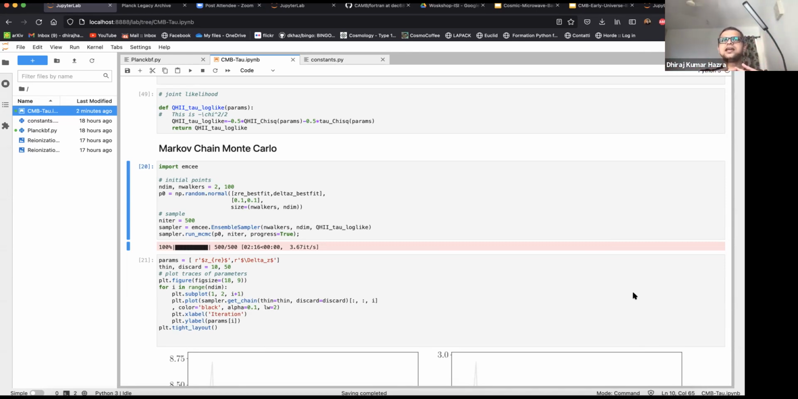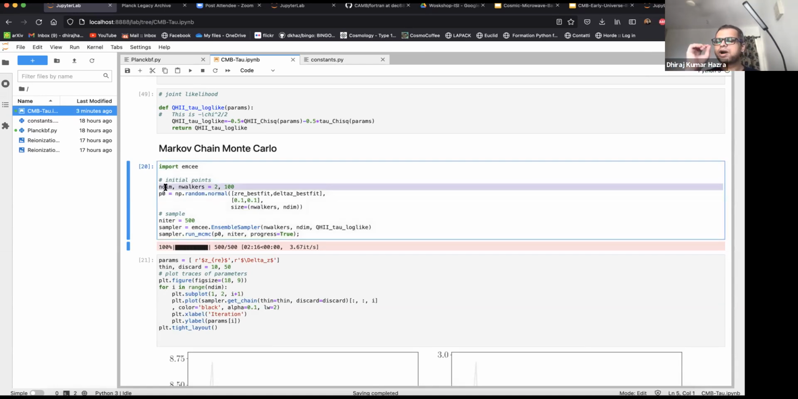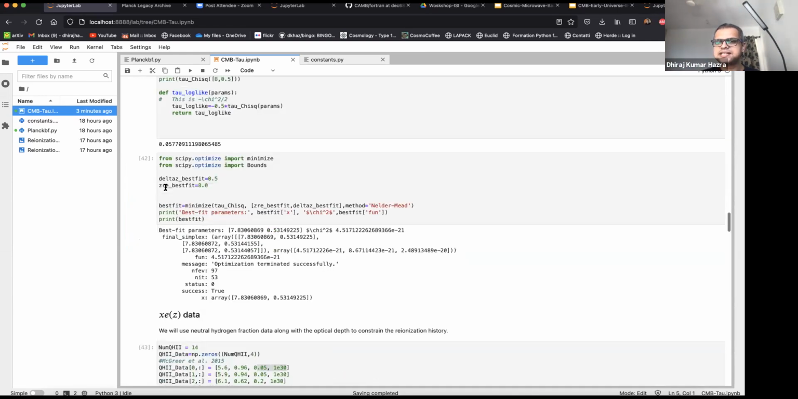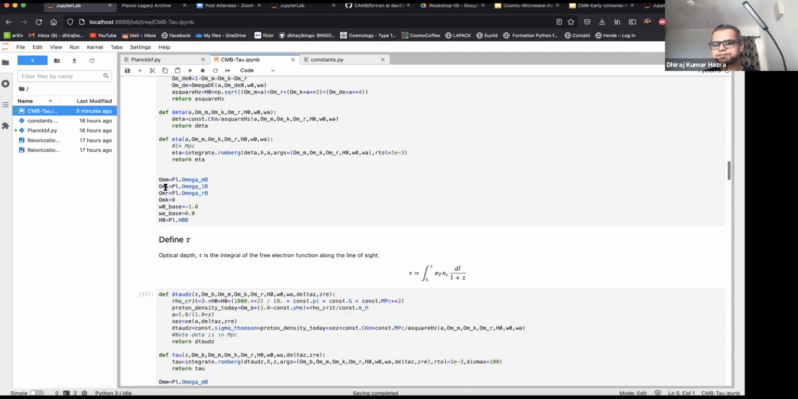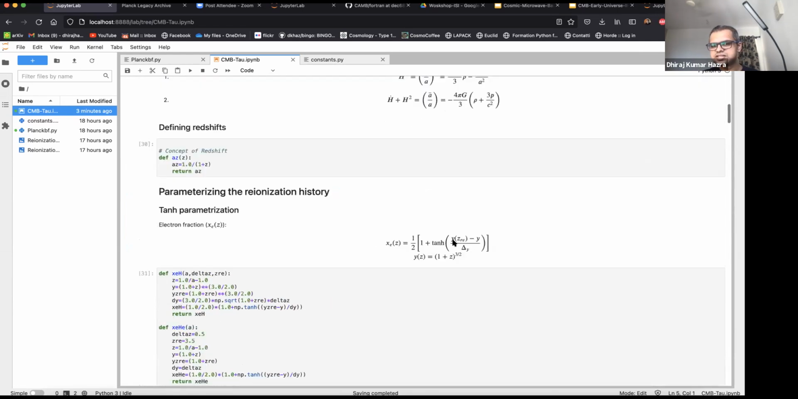If I have an n-dimensional parameter space, I start with a single value of these n's. If I have two values, I have just two sets of points. For example, here I have just two dimensions. What are the two dimensions? One is redshift, z_re, and one is this delta.